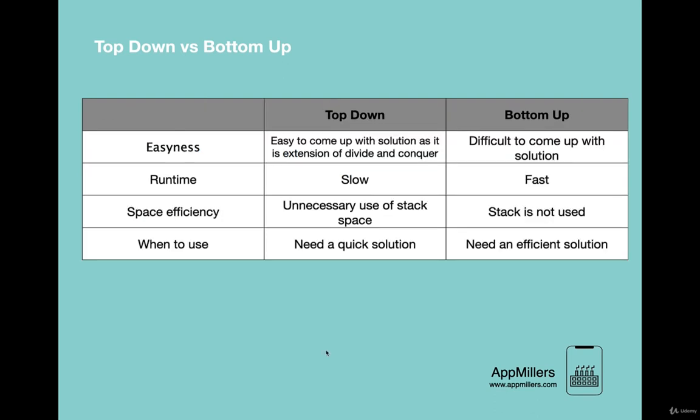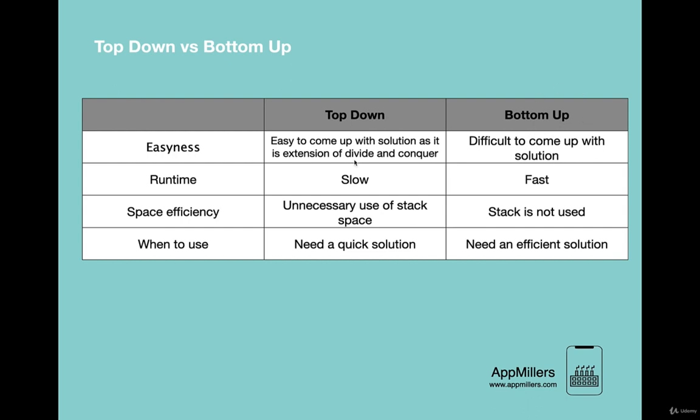If we compare these two approaches in terms of easiness, the top-down approach is very easy because it is an extension of the divide and conquer algorithm. In the previous section we explained how to come up with the divide and conquer approach: divide the problem into subproblems and find the solutions to the subproblems. That's why this is very easy. But finding the solution for the bottom-up approach is very difficult because we need to find the first subproblem, then come up with the main problem. If you find the logic, the implementation becomes easier, but it's always difficult to find the logic.